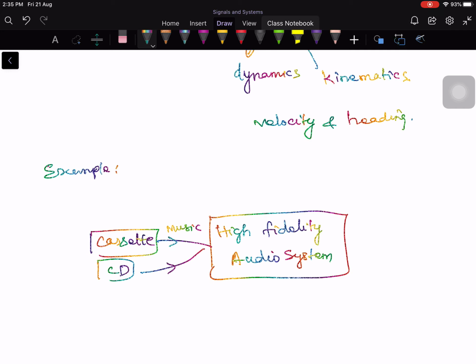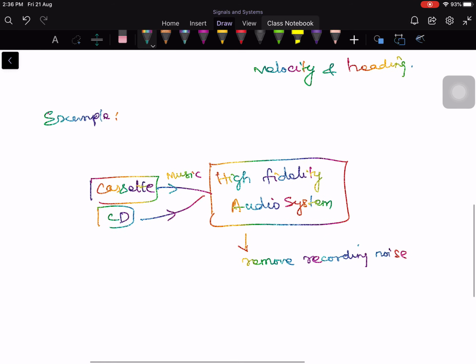The job of the high fidelity audio system is to enhance the desirable characteristics. Like it has to remove the noise, recording noise, and sometimes balance the several components of the signal like treble and bass. Therefore, the transformation of the independent variable plays a central role.